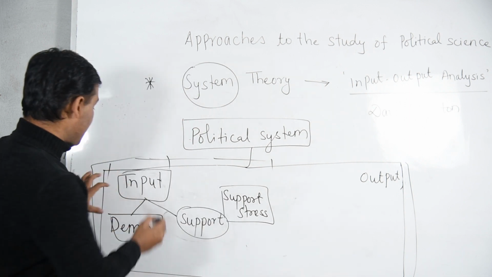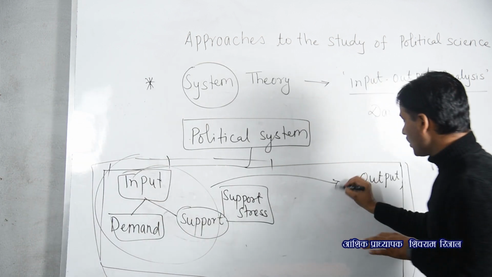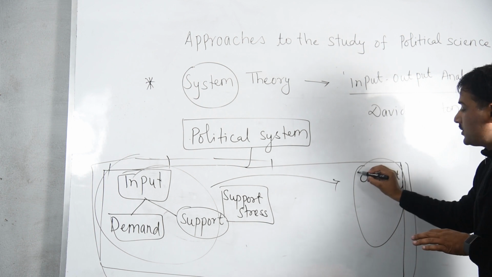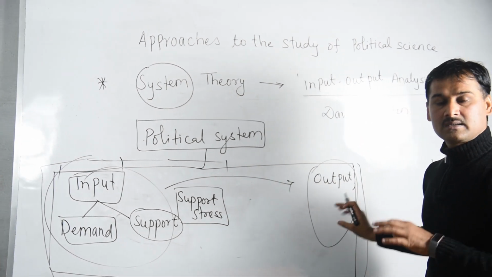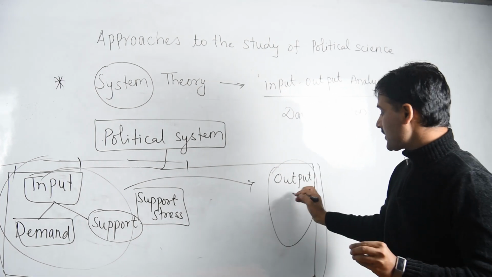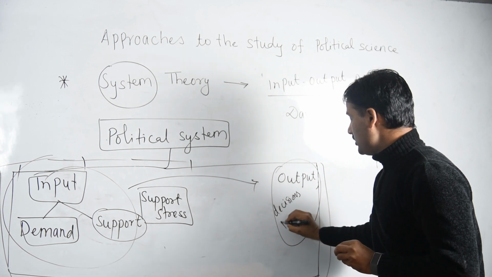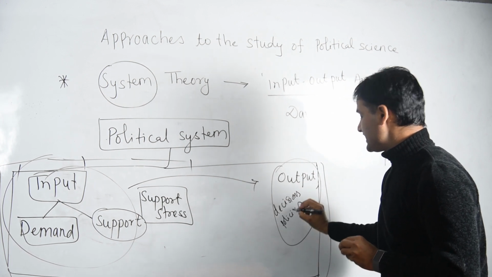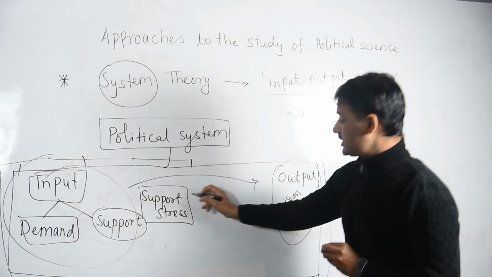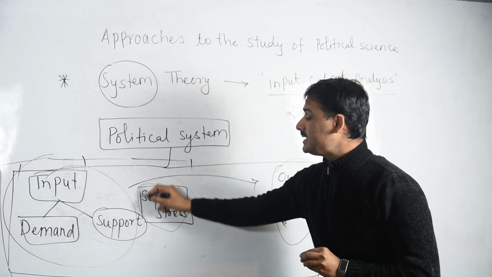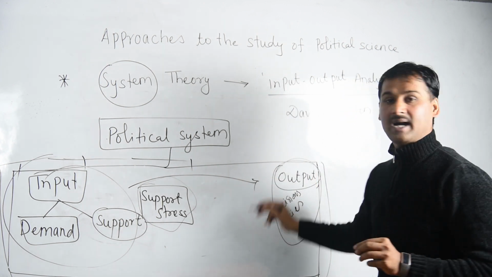So every action, this is input, goes in relation with the output. What are the outputs? Simply, outputs are the decisions, policies as mentioned earlier. So these are the decisions, these are the policies made by the authority, by the government. So this support stress emerges due to the failure of the output.